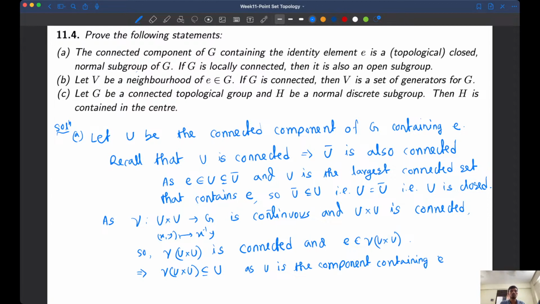So this implies U is a subgroup. Now I have to prove that this U is also normal, right? Any idea how to prove the normality? At least recall the definition of a normal subgroup.